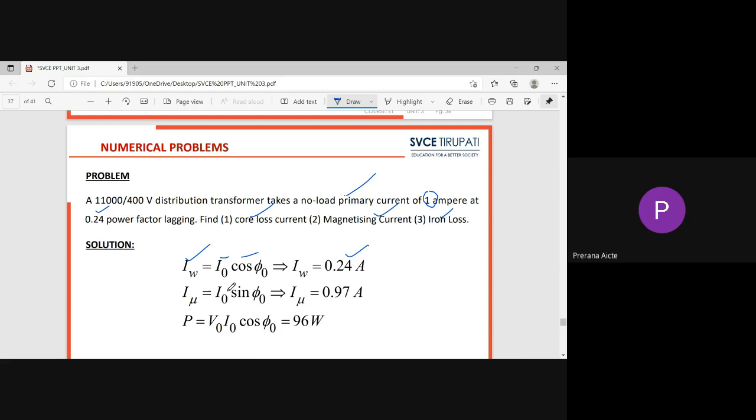Then I mu is I naught into sin phi naught. I naught is 1 ampere, and cos phi is equal to 0.24, so phi is cos inverse of 0.24. Substituting that in sin phi, we obtain sin phi as 0.97, so I mu is 0.97 ampere. Then we know that W naught is equal to V naught I naught cos phi naught. That is 960 watts.